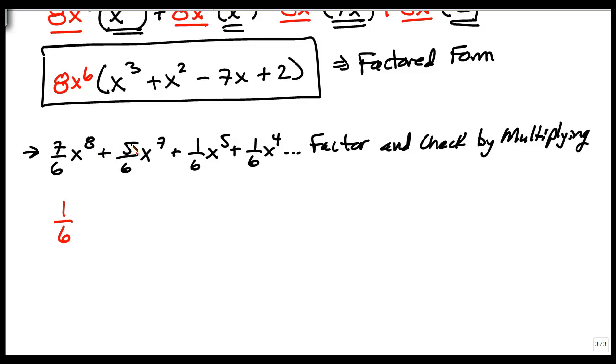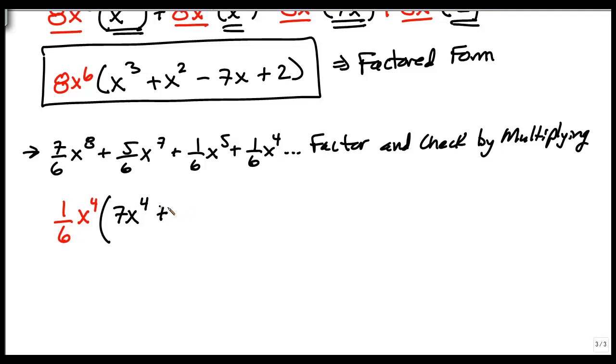Now let's look at our x powers. 8, 7, 5, 4. The largest number that I can pull out of each one is that x to the 4th. So 1/6 x to the 4th. If I factor the 1/6 away from 7/6, I'm left with a 7. If I factor an x to the 4th away from x to the 8th, I'm left with an x to the 4th. Don't think of this as division, because remember, when you multiply like bases, you add exponents. 4 plus 4 is 8.